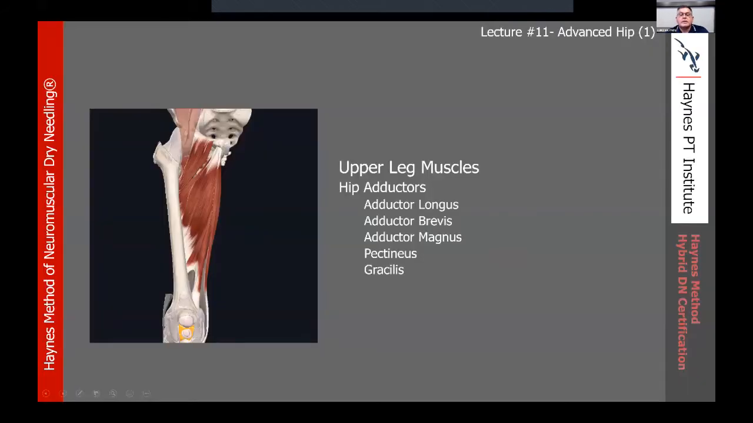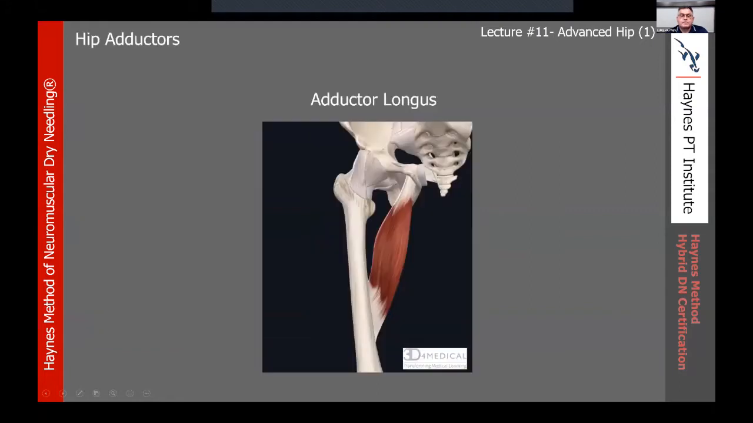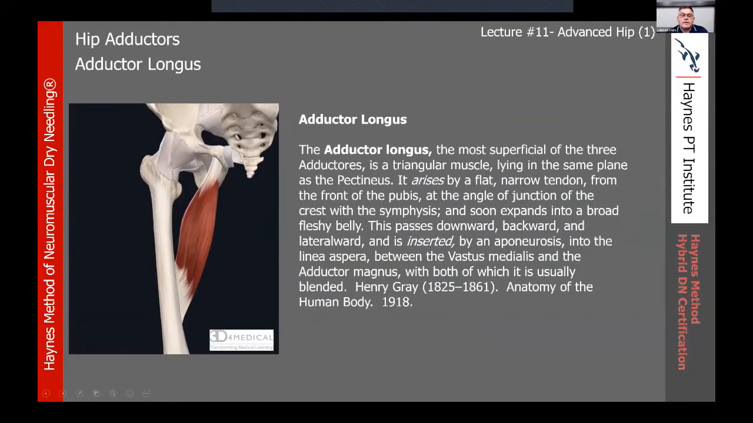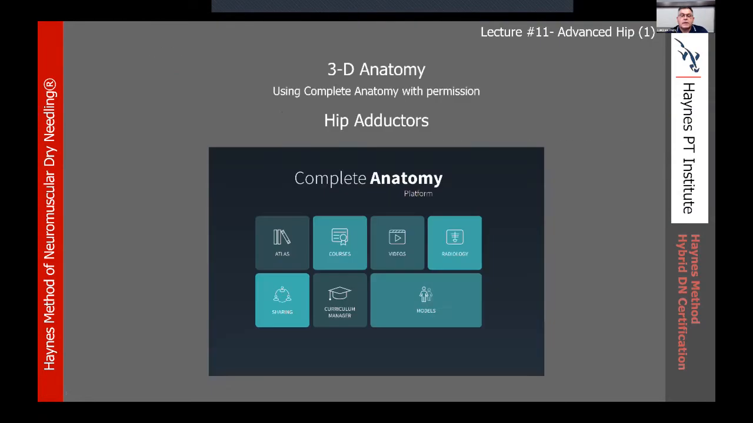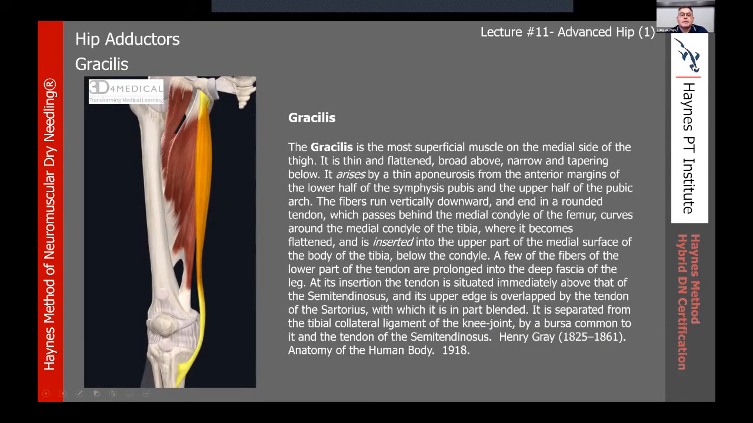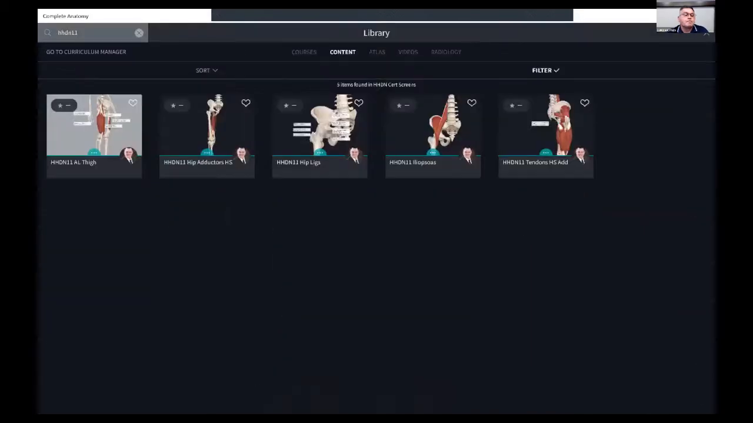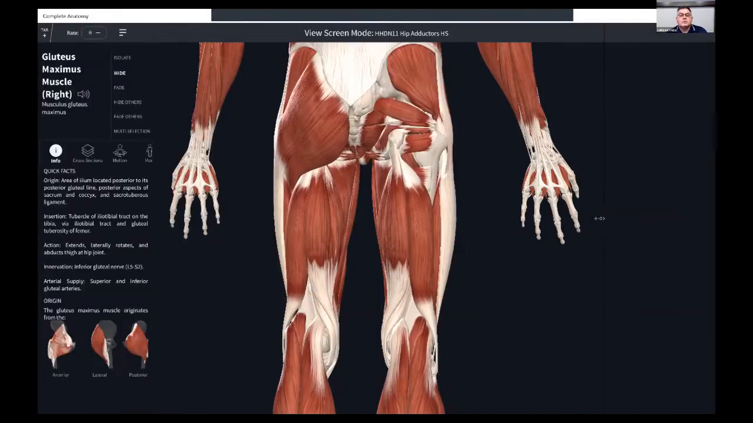So we've already played number 3. Let's move on to the upper leg muscles here, the adductors: adductor longus, brevis, magnus, pectineus, and then gracilis. So I'm going to move down to our 3D anatomy so that we can look at those there. Let me come back to my library for our adductors.